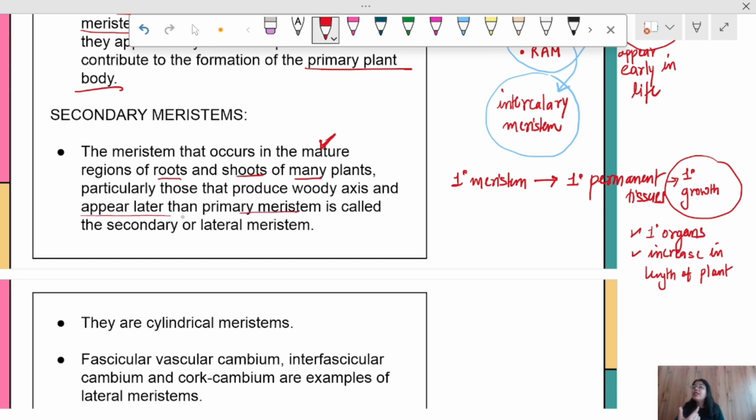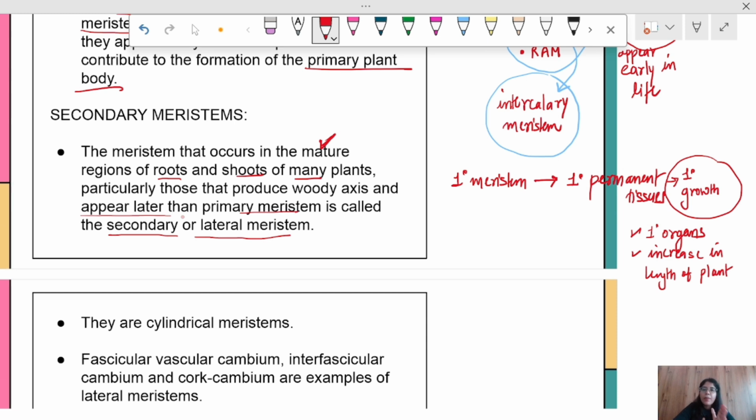They develop later in the life of the plant, and that's why they are called secondary meristem. Based on their position, they are called lateral meristem. Understood? I will be talking about secondary meristem in detail later. In this lecture, we are not going to study secondary growth, so I am not discussing it in detail.